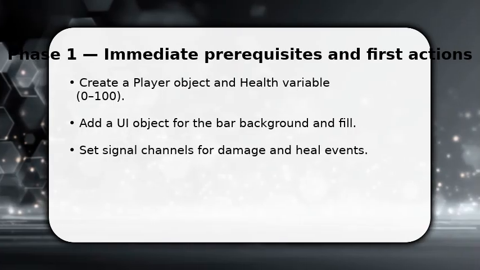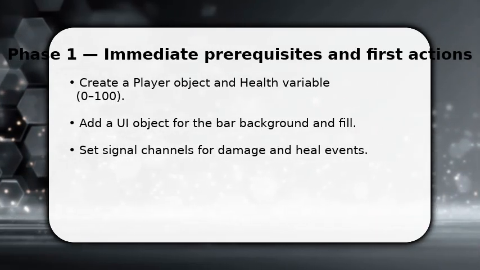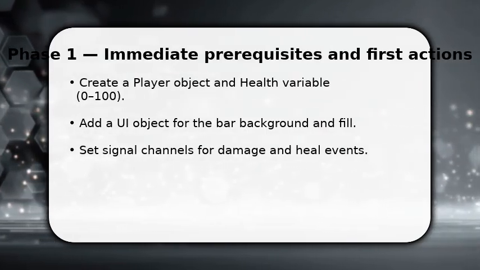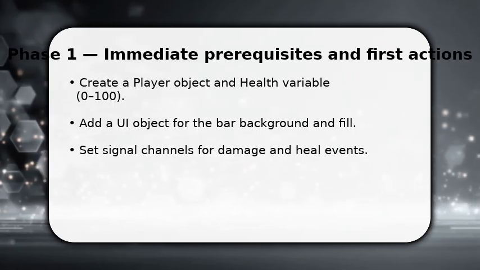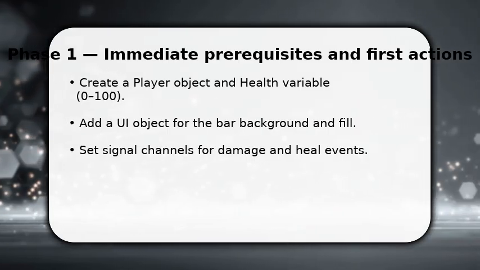You start by placing the player object and creating a health variable set to 100. This is your single source of truth. Next, add two UI pieces, a background bar and a fill bar that will scale. Once done, wire signal channels for damage and heal so the player can send updates.